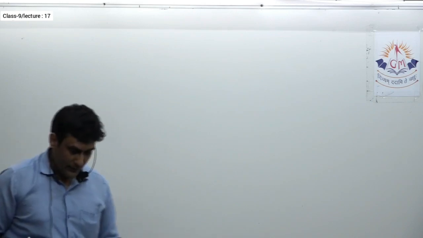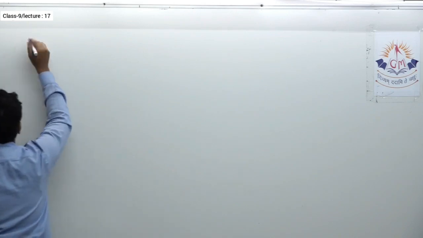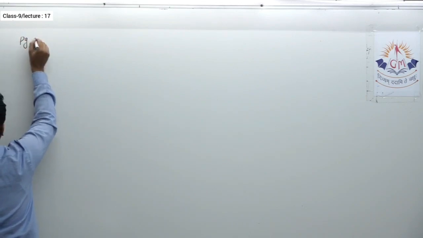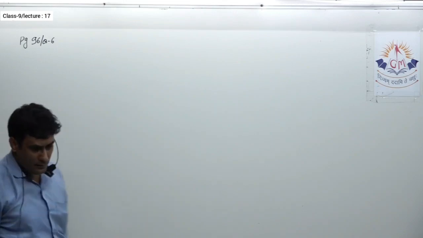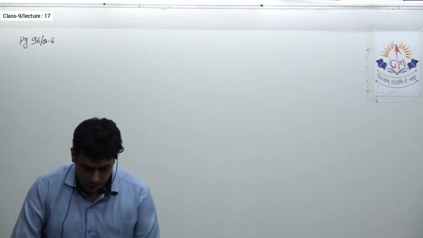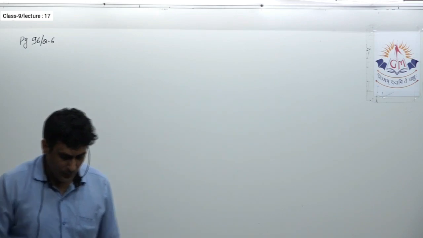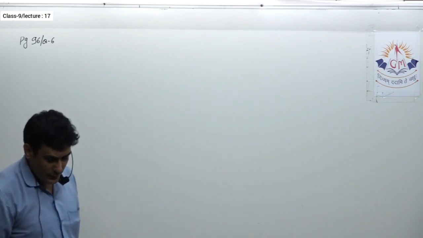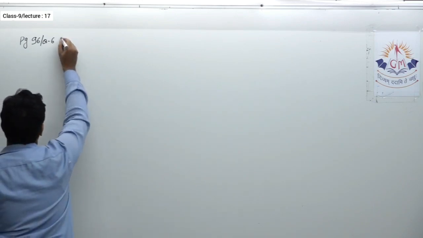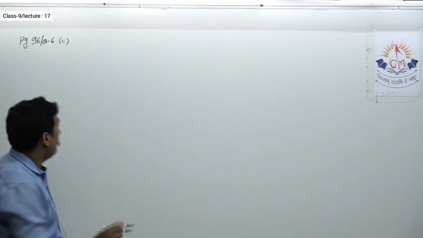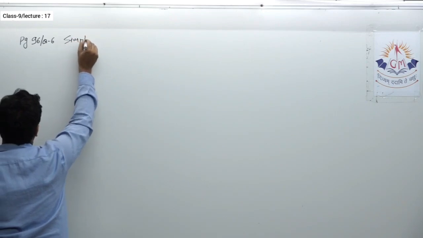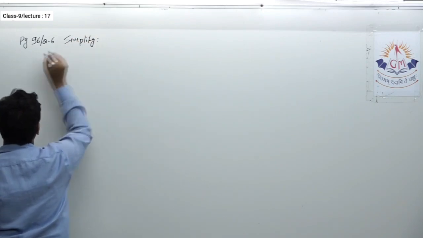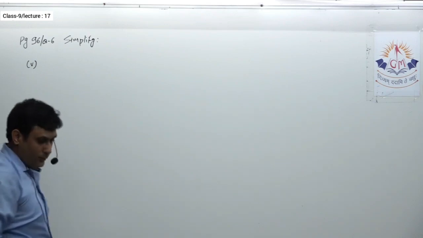Now we'll see the next question from page number 96, question number 6. It has 7 parts, so we'll see the last 3 parts. We'll start from the fifth one. The question says you have to simplify the following. In this, we'll see the fifth one first.